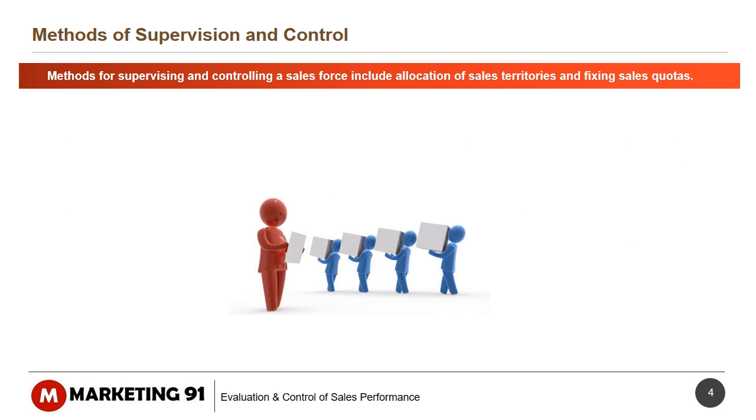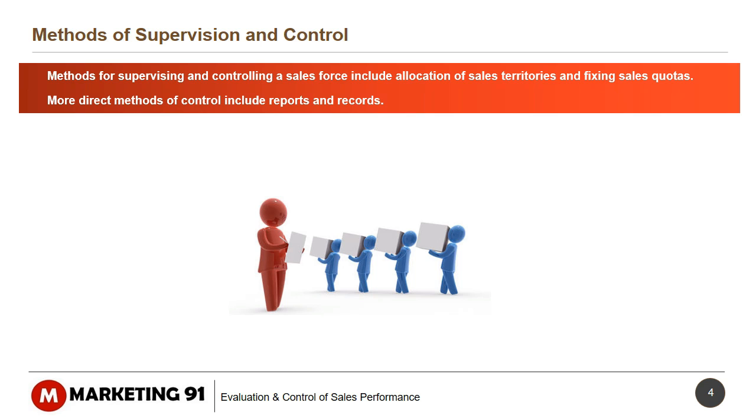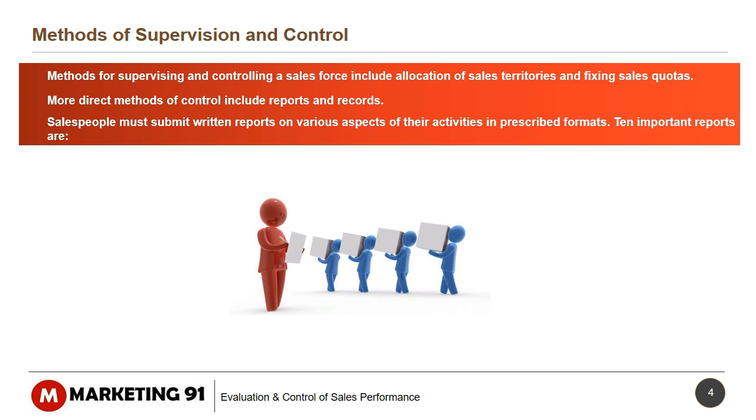Methods of supervision and control. Methods for supervising and controlling sales force include allocation of sales territories and fixing sales quotas. More direct methods of control include reports and records. Salespeople must submit written reports on various aspects of their activities in prescribed formats.